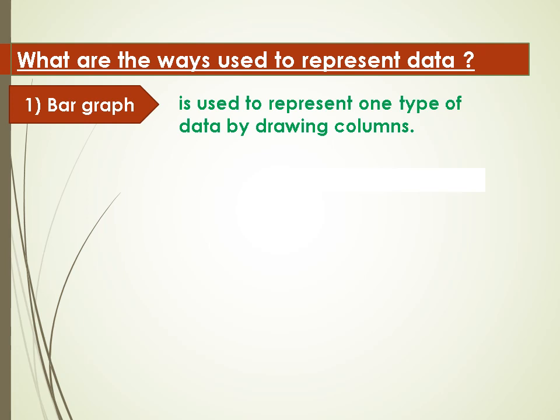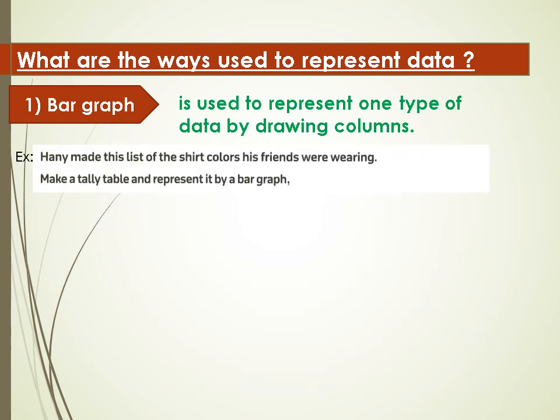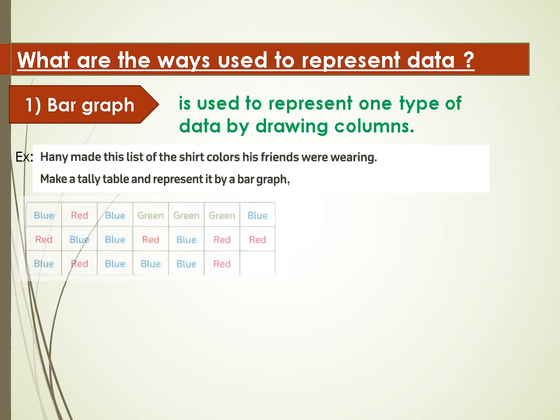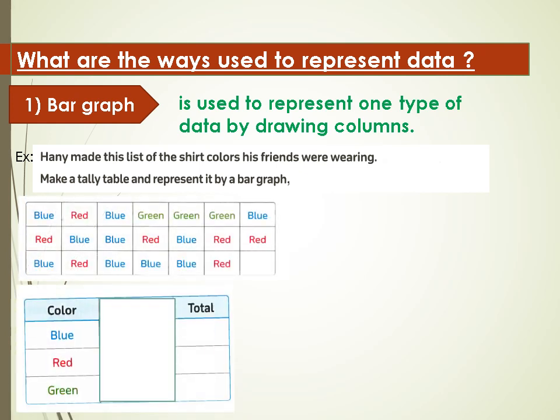Let's count together the blue shirts: 1, 2, 3, 4, 5, 6, 7, 8, 9, 10. And red shirts: 1, 2, 3, 4, 5, 6, 7. Last one, the green shirts: 1, 2, 3.